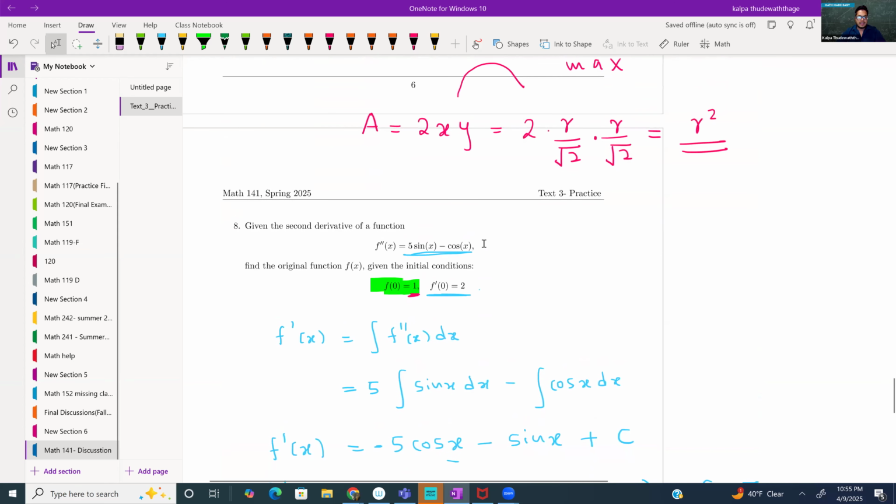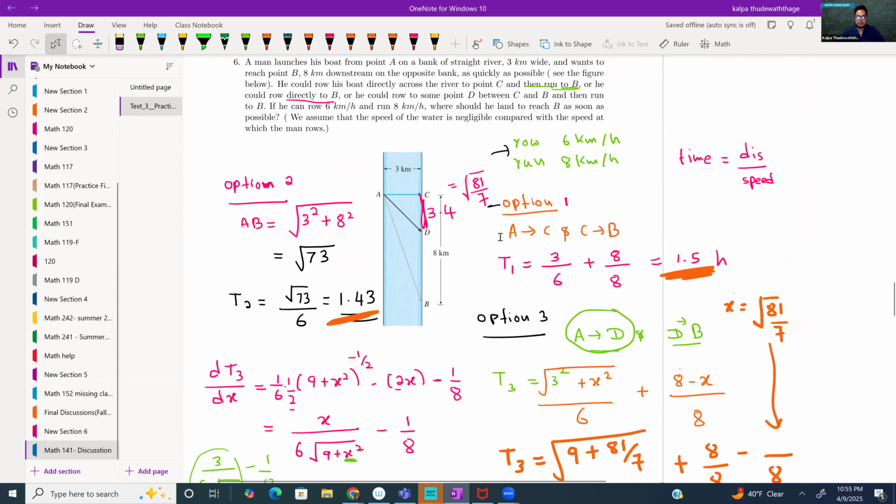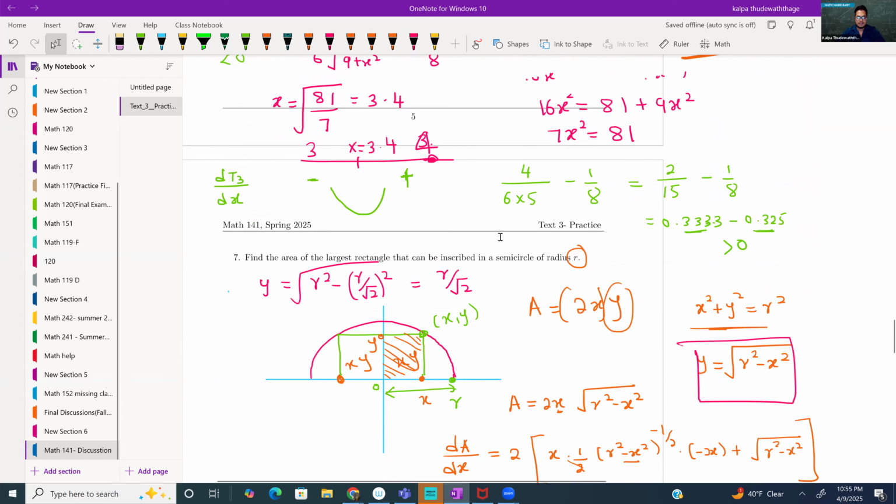Right, so we discussed 8, 7, and 6. I think we pretty much discussed all the important questions. Please study them and find more similar questions and practice. Good luck.